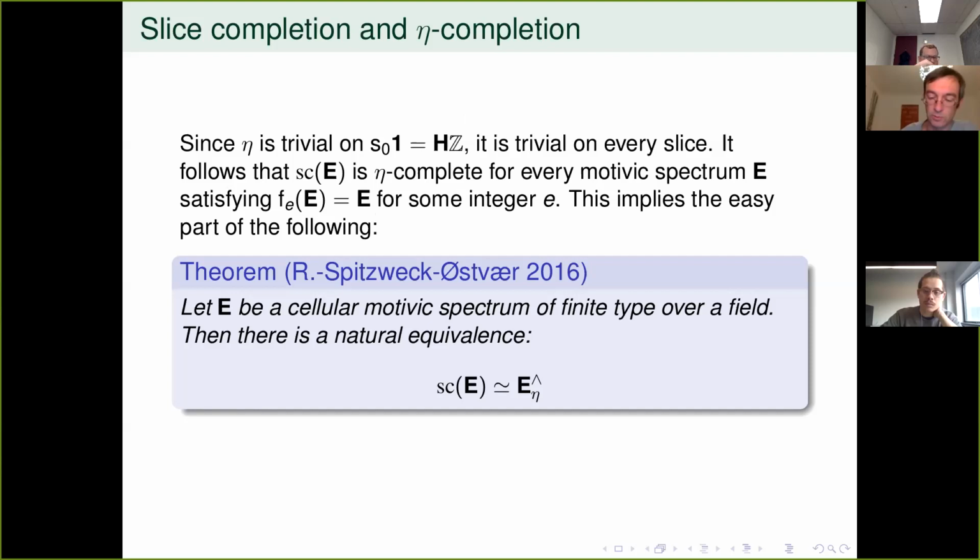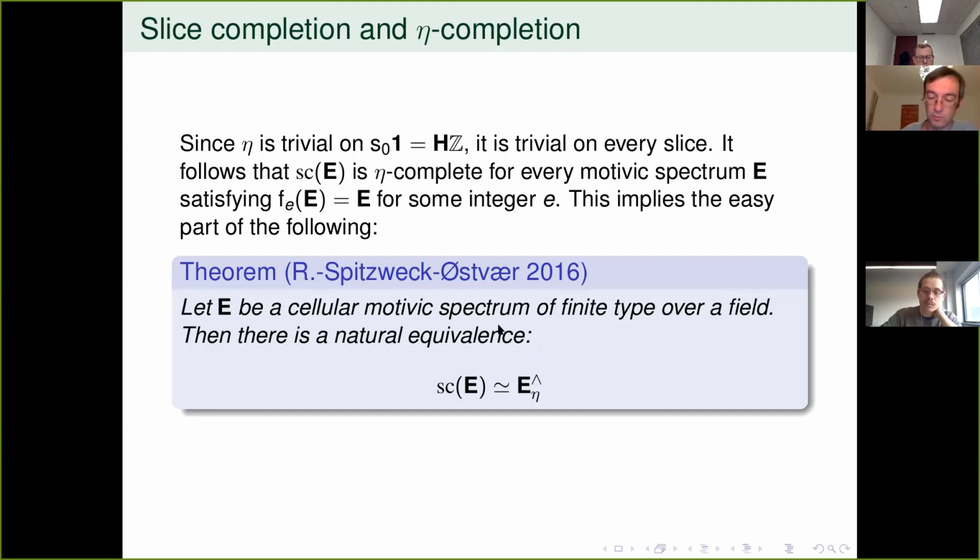And the hope is then that the slice completion can be related to an eta completion, and that the eta completion will be easier to deal with. Or at least there we have some other techniques. And the slice convergence theorem here says that if E is a cellular motivic spectrum of finite type over a field, then there's a natural equivalence between the slice completion and the eta completion of E. So no restriction on the field. We still have to invert the exponential characteristic. This is sort of implicit here.